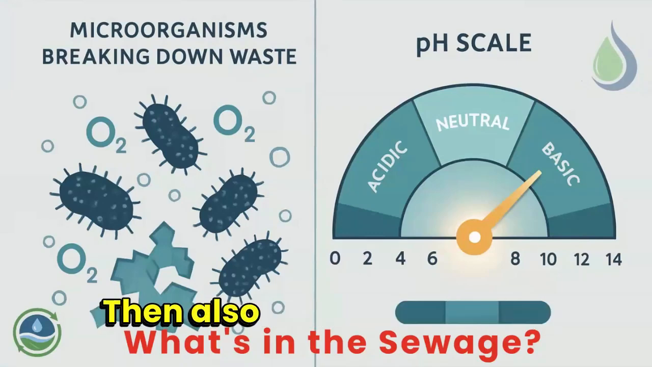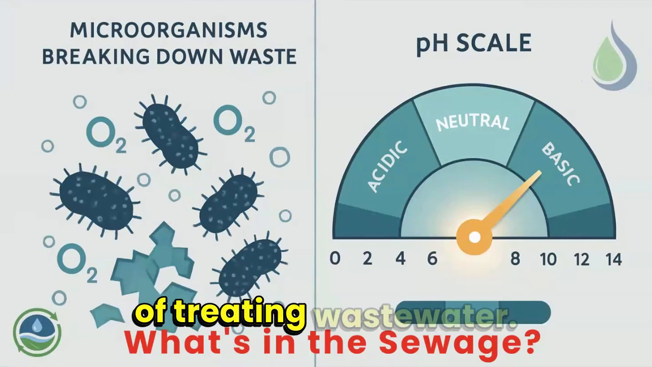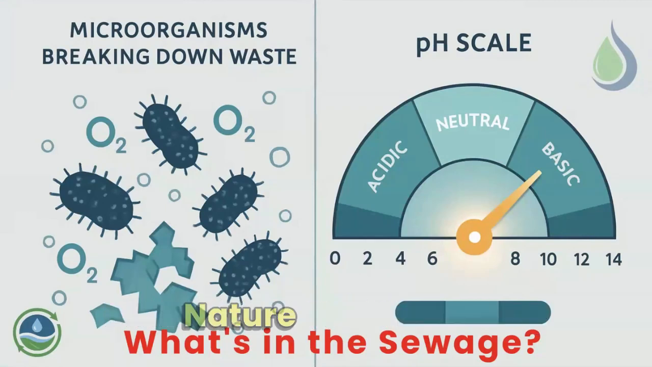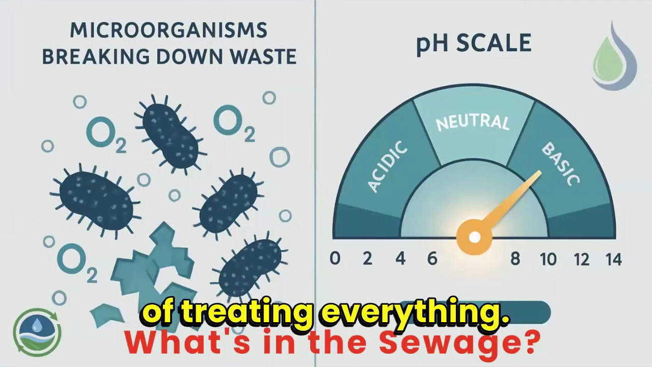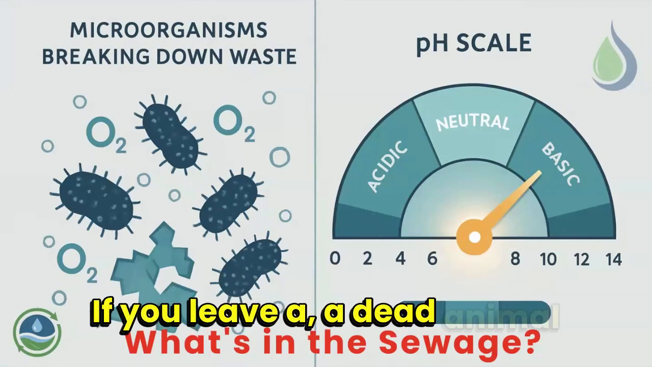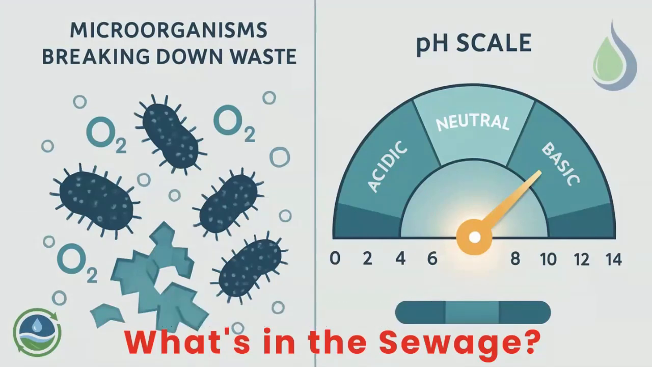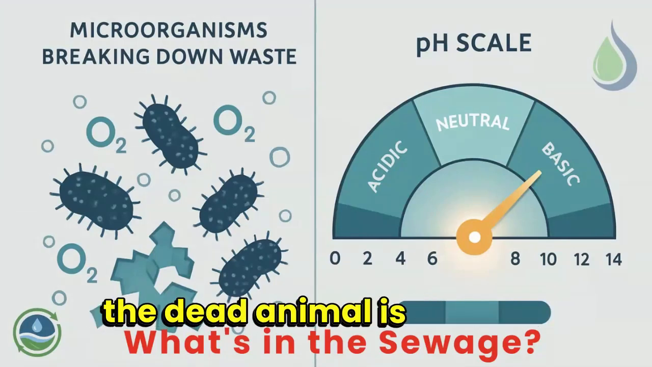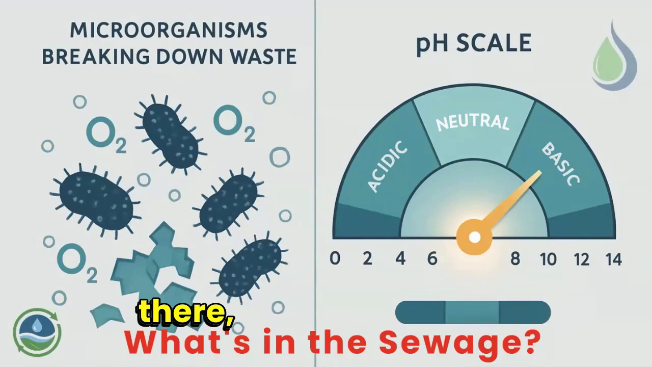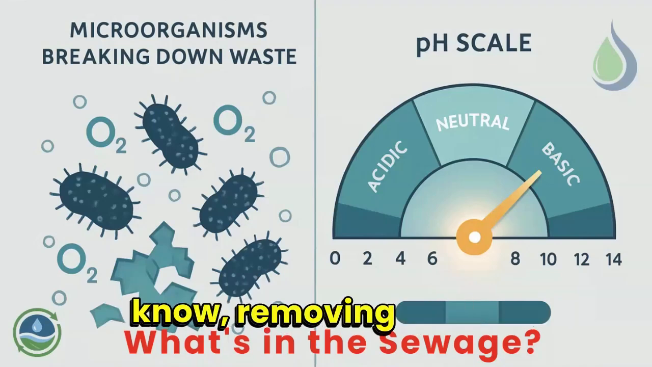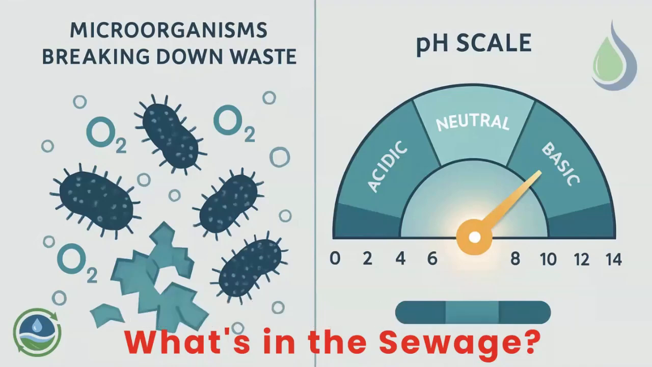Then also, nature has a way of treating wastewater. What does it mean? Nature has a way of treating everything. If you leave a dead animal somewhere outside, after a few months, the dead animal is no more there. Some bacteria come and eat that. Vultures come and eat that. So nature has a way of removing what is not useful in nature. Okay. So this is accomplished by another living organism.